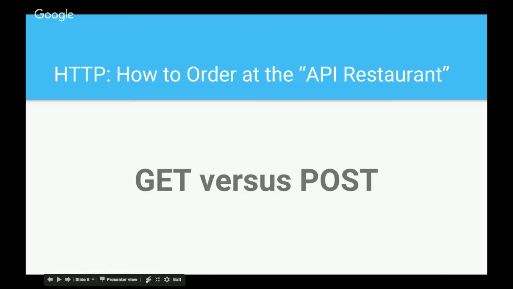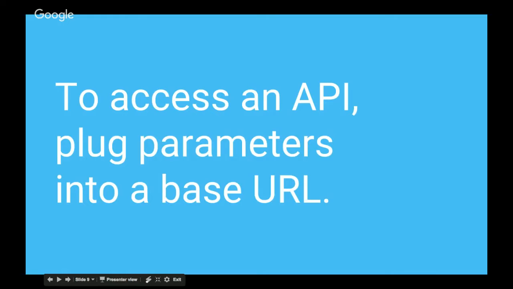POST requests have a URL like the GET request, but they also have this thing called a body, which GET requests do not have. This body has more parameters that are not publicly displayed in the URL. We'll be using the HTTP POST request in order to tweet from our Twitter bot very soon. To access an API, plug parameters into a base URL. This is essentially how you access an API, even though there are other ways out there and other sorts of requests out there, but this is the essence of the GET request.